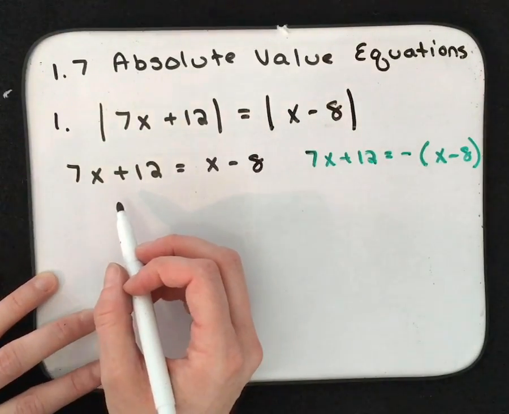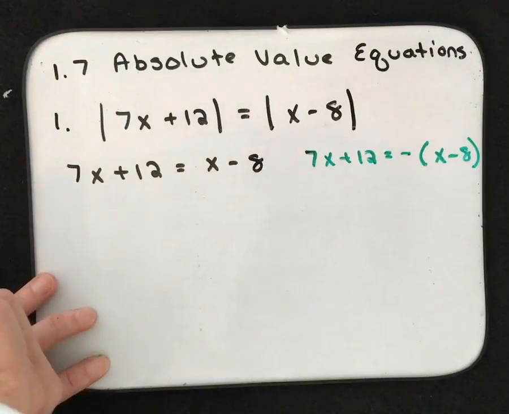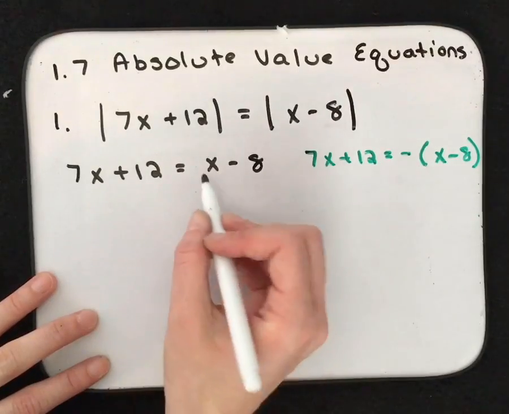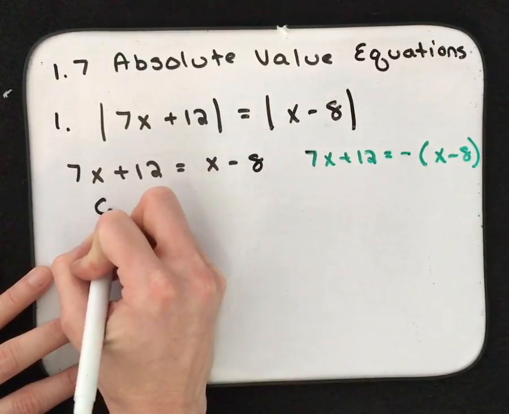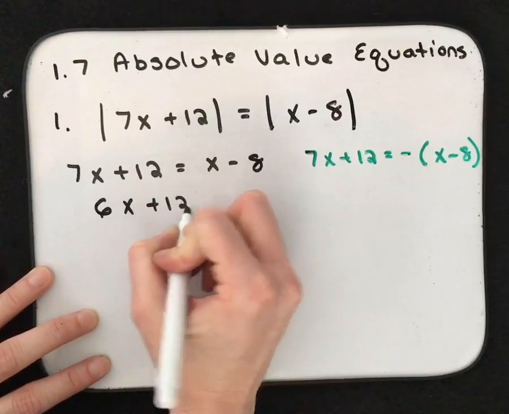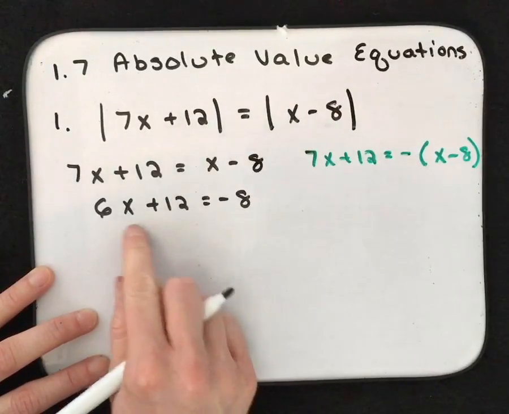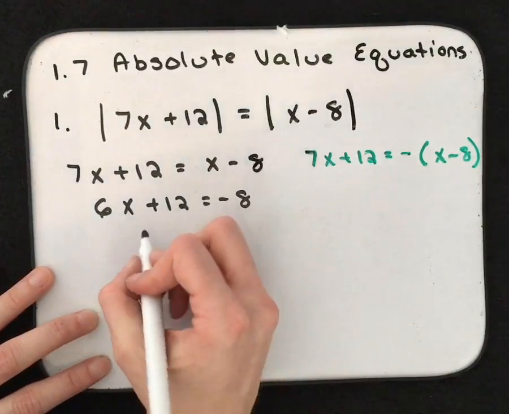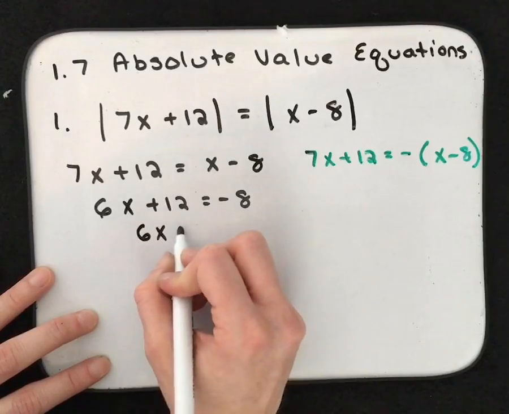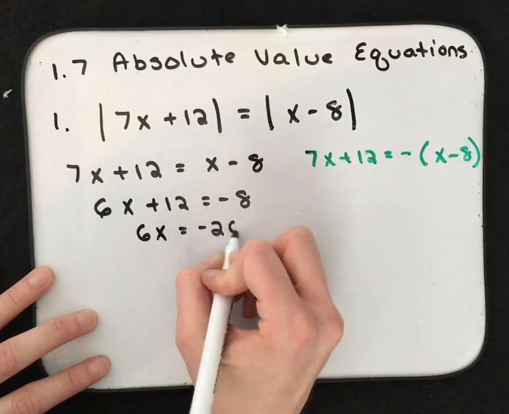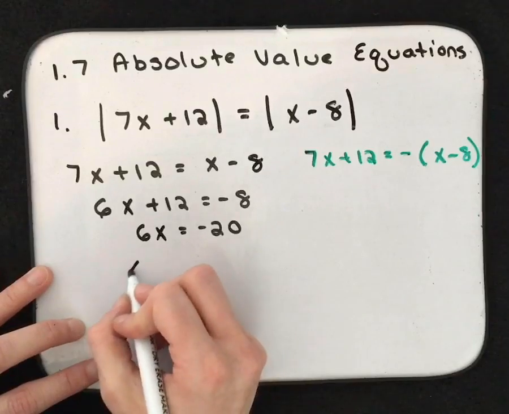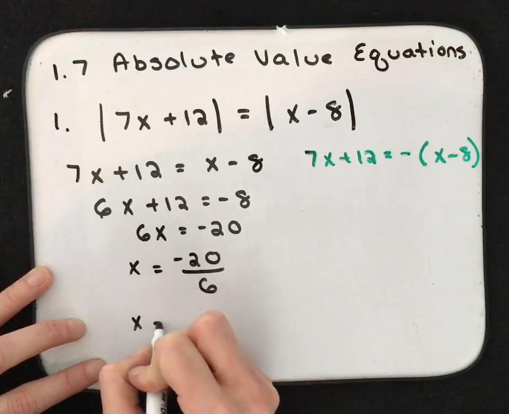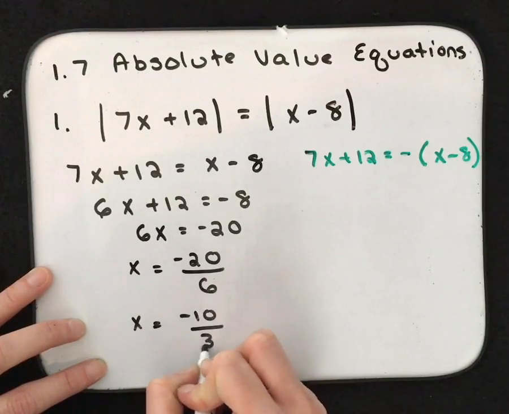So if we want to simplify this one, we need to move all of our x's to the same side. I have 7 x's on this side already, so how about I just move this x over? So subtracting an x from both sides, that will give me 6x plus 12 equaling negative 8. I need the x by itself, so let's move this plus 12 by subtracting 12 from both sides. So 6x equals negative 20. Dividing by 6, negative 20 over 6, which we can simplify to negative 10 over 3.